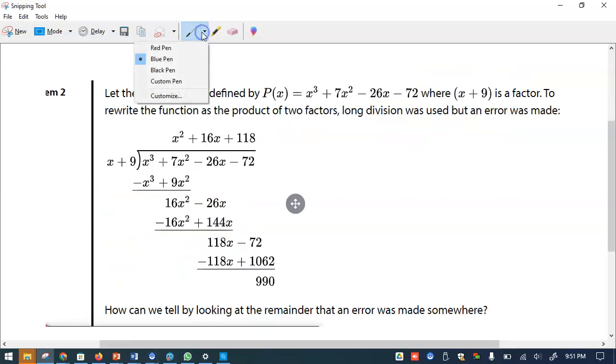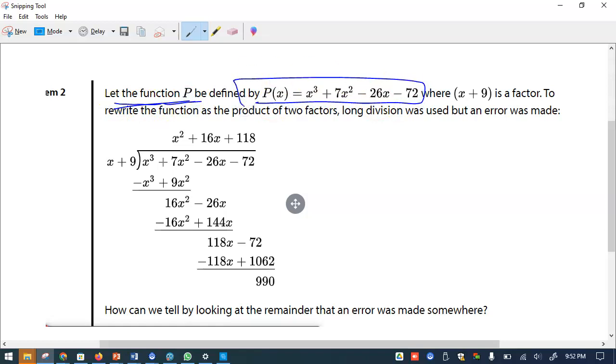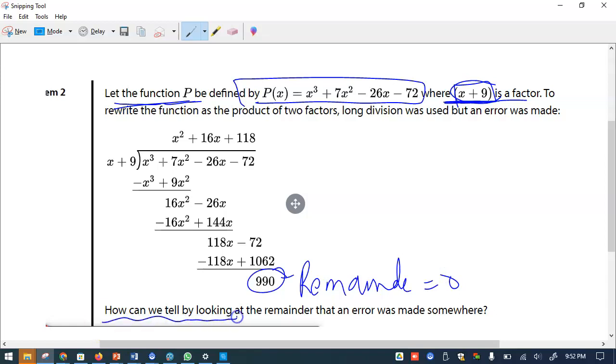Problem number 2, clearly you see there's already a problem solved. So let the function p, so you're given this expression, the cubic polynomial, and it says x plus 9 is a factor. Now, it already says this is a factor, right? So you're supposed to get a remainder of 0. So right now the remainder is not 0. So what's going on? Where is the mistake the student made? How can we tell by looking at the remainder that an error was made? By just looking, because the remainder is not 0.